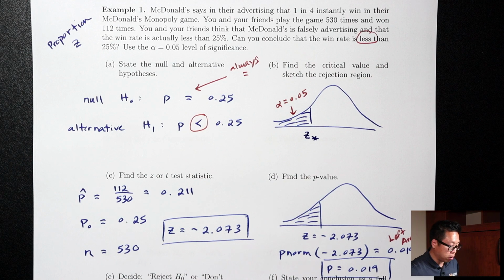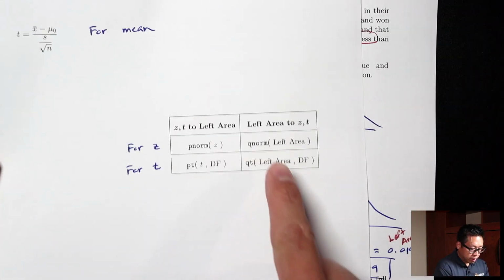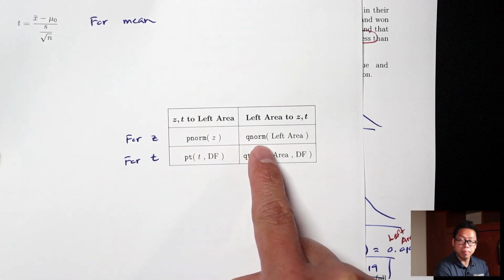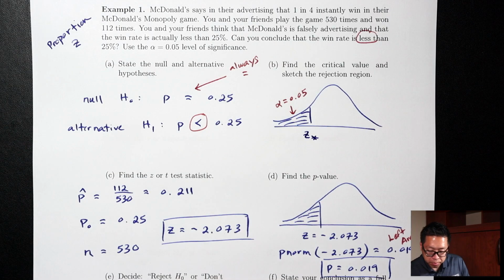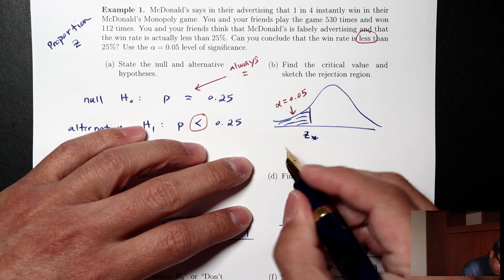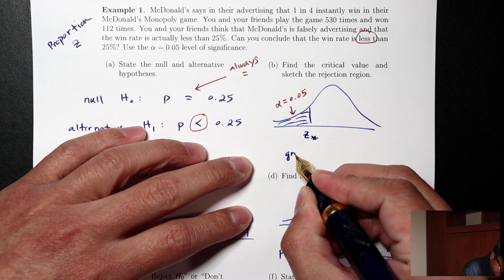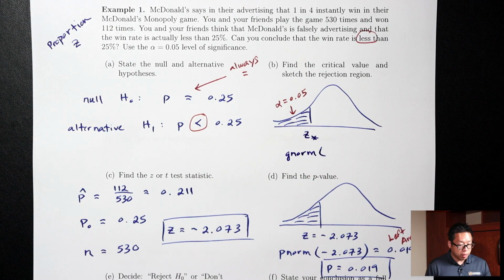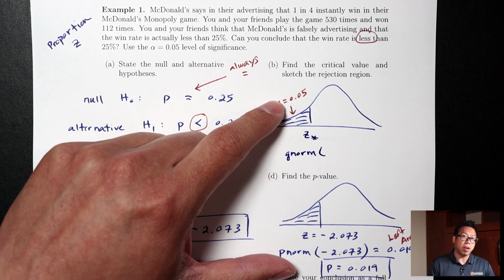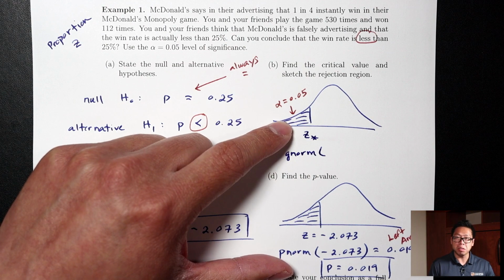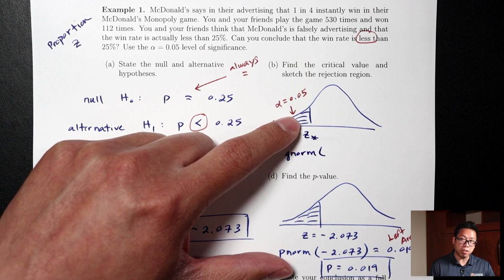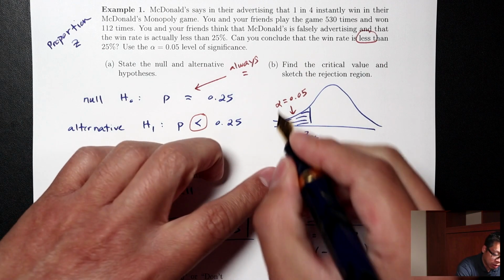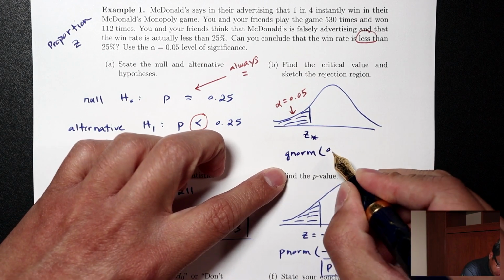So we look back at our commands in R. Area to z, for the z situation, we're going to do a qnorm, left area. So we're going to feed it the left area of the picture. 0.05, is that a left area? Yes, so 0.05 is the shaded area, which is a left area right now, so we don't have to do anything to it. So we're just going to enter it into the qnorm.